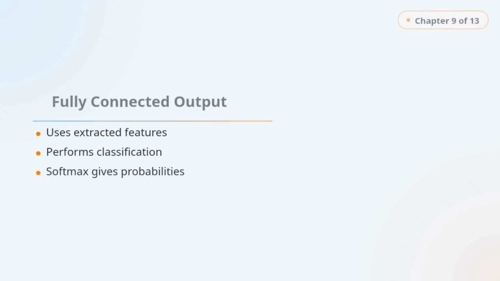After convolution and pooling have extracted and compressed the important features, the fully connected layer takes over. Its job is classification. For multi-class problems, softmax is commonly used here to produce probabilities between 0 and 1 for each possible class. Now that we've covered layer functions, let's test what we've learned so far.